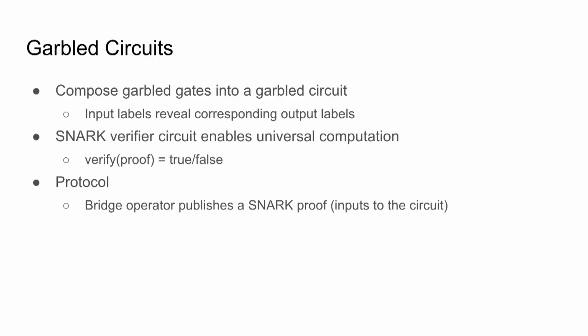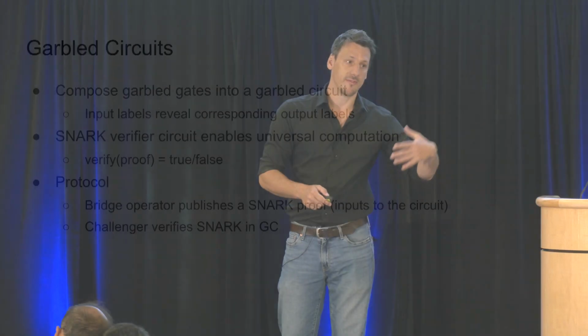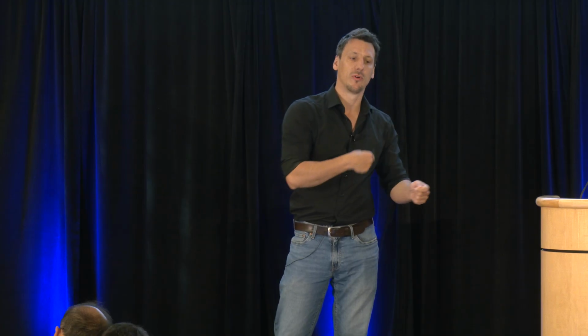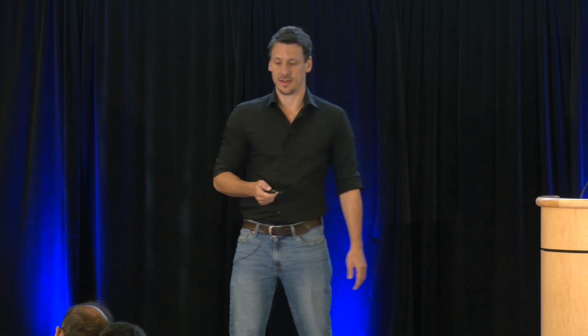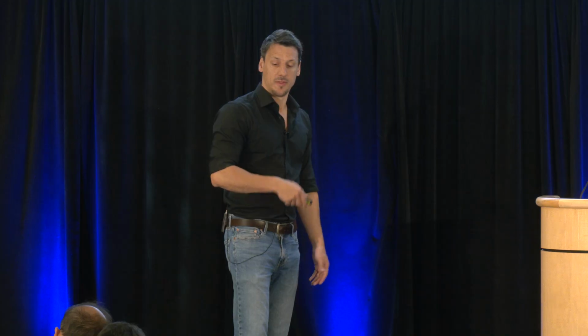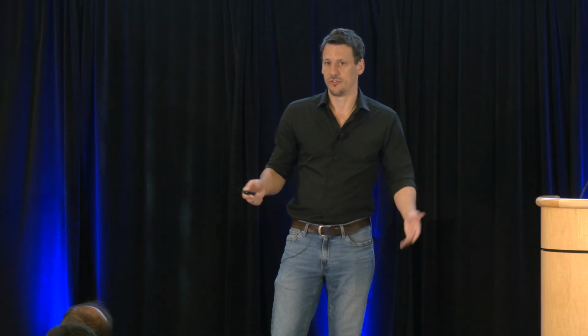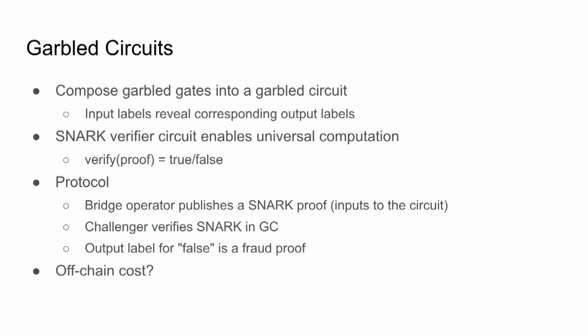And as I said before, the bridge operator publishes a SNARK, which are the inputs to the circuit now. The challenger verifies that SNARK in the garbled circuit. They go through all the gates and learn the output label, and then they take the output label as input to the next gate, and then they can walk through the entire garbled circuit. And at the end, they either learn the false label, which is the fraud proof, or they learn the true label, which is just nothing. And this is an extremely efficient protocol, as I said, because the on-chain cost is reduced to basically nothing, especially for disproving, because for disproving you just need to publish that secret.